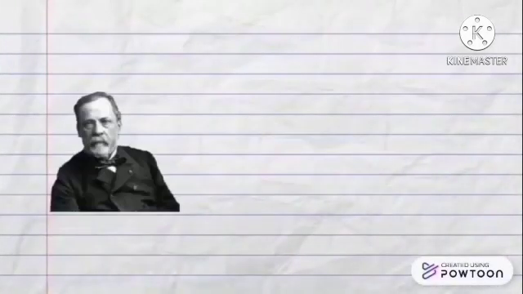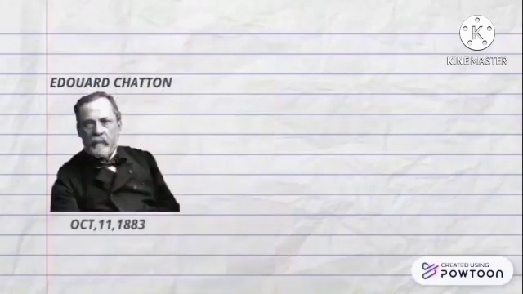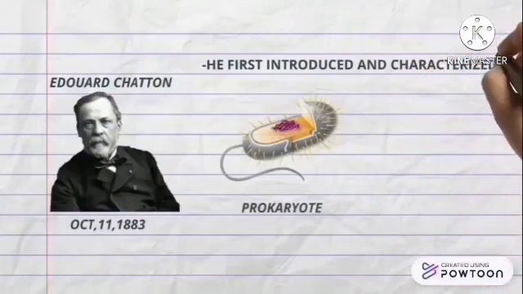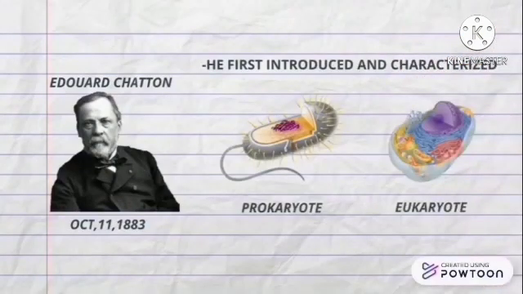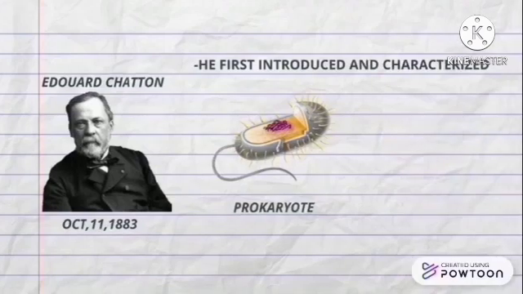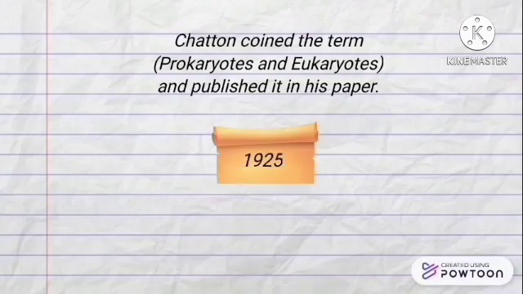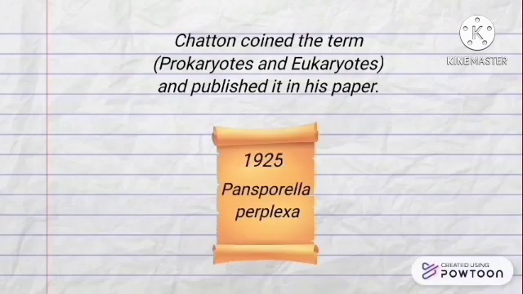The next big shift in the classification of lower types was the development of concepts of the composition of the biotic world. Edouard Chatton, born October 11, 1883, a French biologist, first introduced and characterized prokaryotes or bacteria, and eukaryotes or nucleated cell organisms. Chatton coined the terms and published them first in his 1925 paper, Pansporella perplexa.